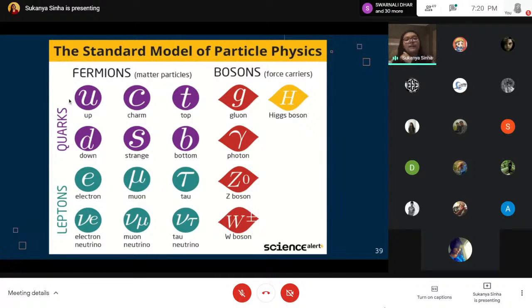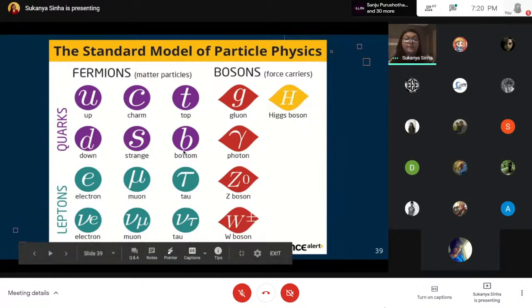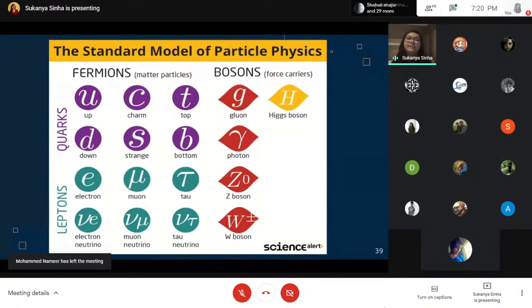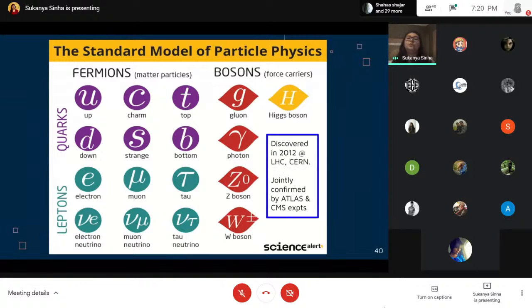So all these particles, except for the Higgs boson, were discovered mostly in the mid to late 1900s. But the Higgs boson was discovered very, very recently, less than a decade ago, at the Large Hadron Collider at CERN. And it was jointly confirmed by both my experiment, the ATLAS experiment, and another associated experiment called the CMS experiment.